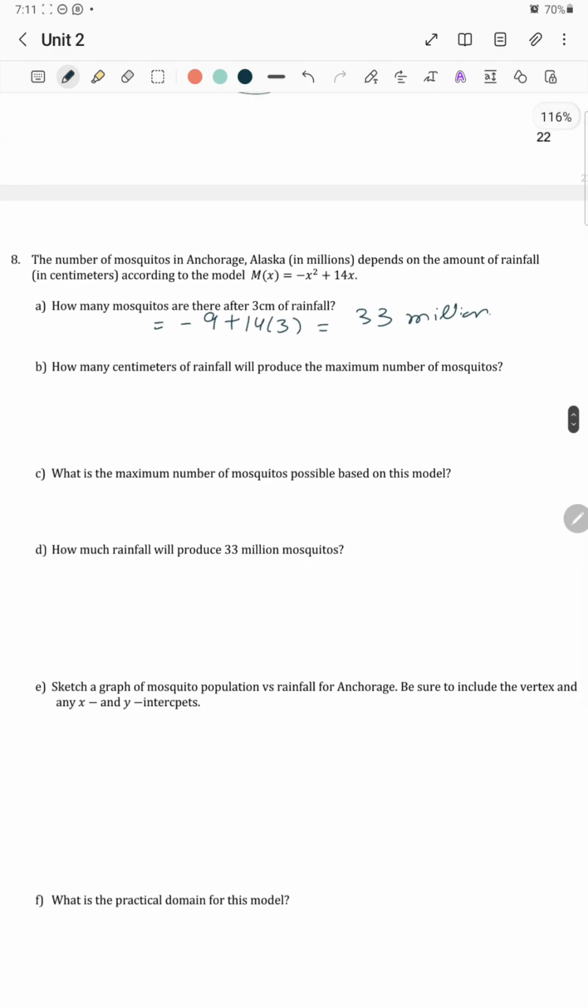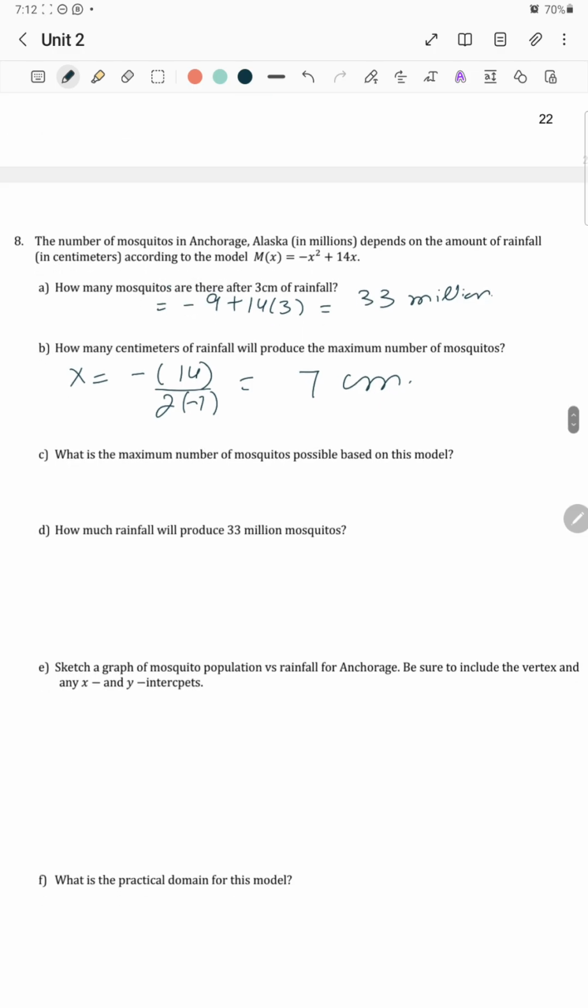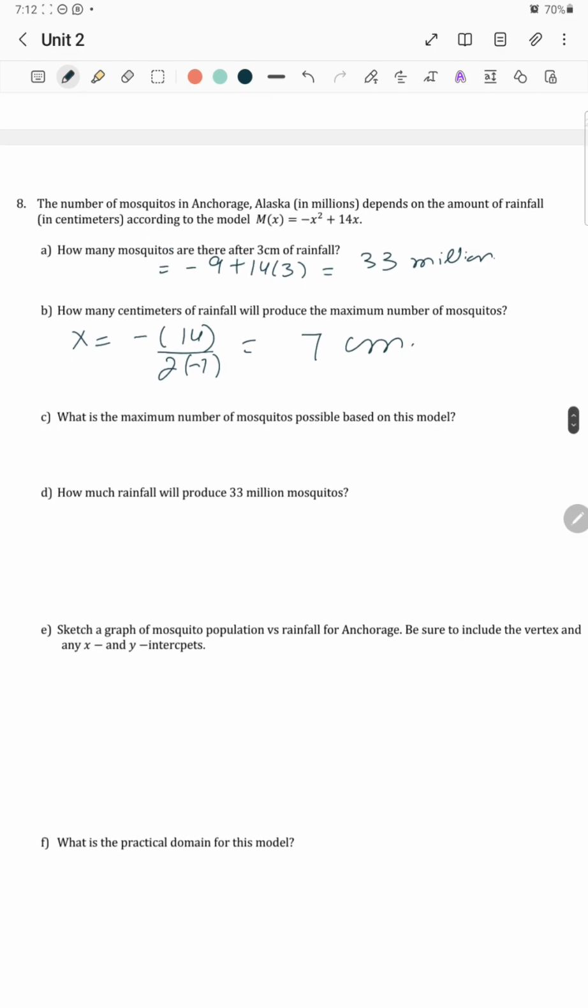How many centimeters of rainfall will produce the maximum number of mosquitoes? First find the x of the vertex, which is minus b over 2a, that is 7 centimeters. What is the maximum number of mosquitoes based upon this model? Putting 7: minus 7 square plus 14 into 7, which is equal to minus 49 plus 98, which is equal to 49 million.